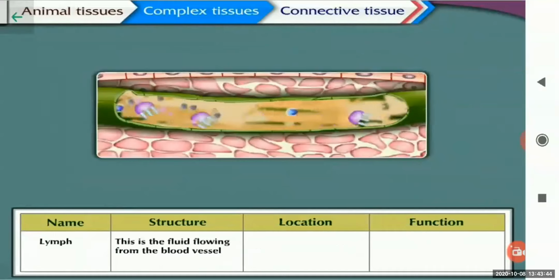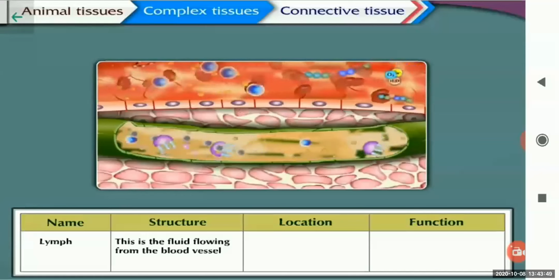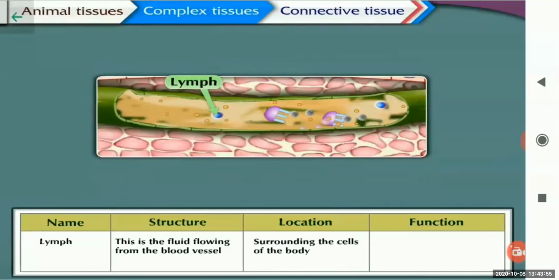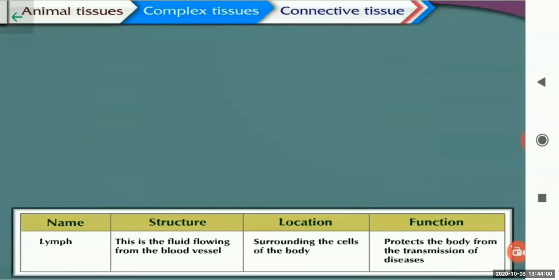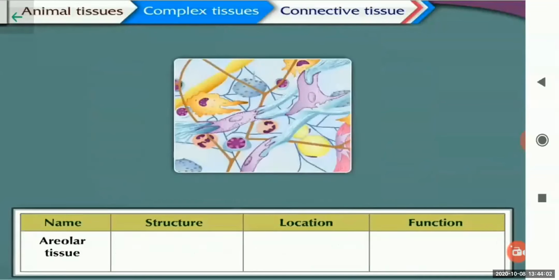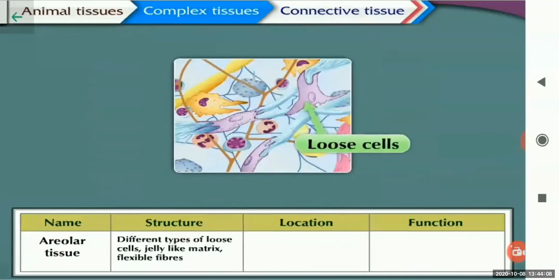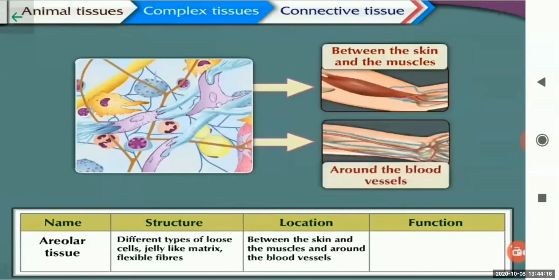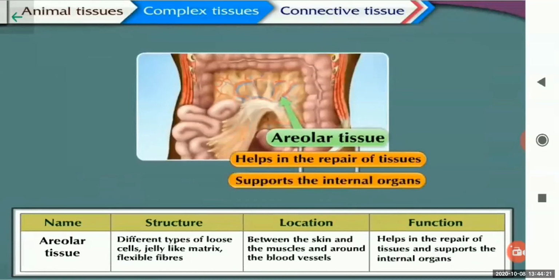Lymph. This is the fluid flowing from the blood vessels. Red blood corpuscles are absent in them. Lymph is present surrounding the cells. The lymph protects the body from the transmission of diseases. Areolar tissue. This tissue is composed of different types of loose cells. It consists of jelly-like matrix and flexible fibers. It is found in between the skin and muscles around the blood vessels. It helps in the repair of the tissues and supports the internal organs.